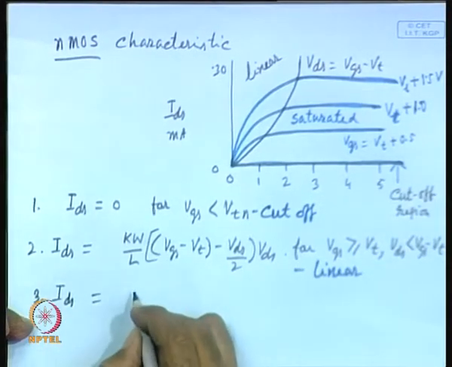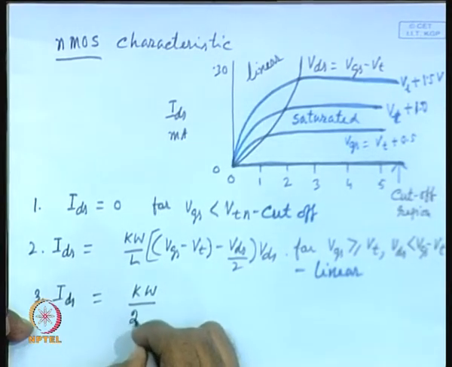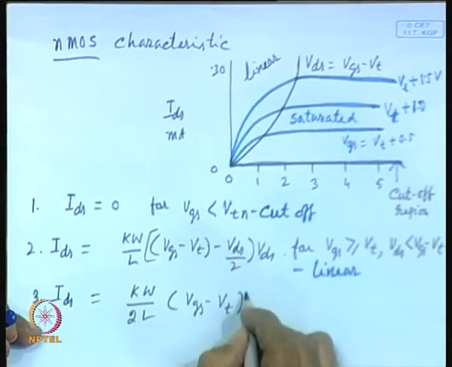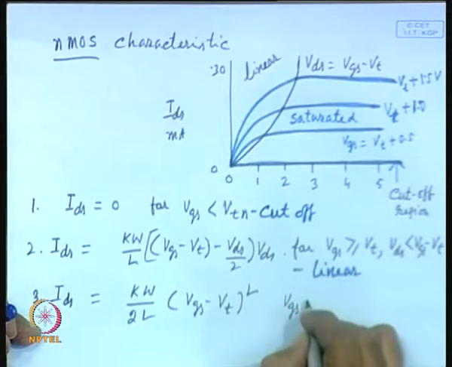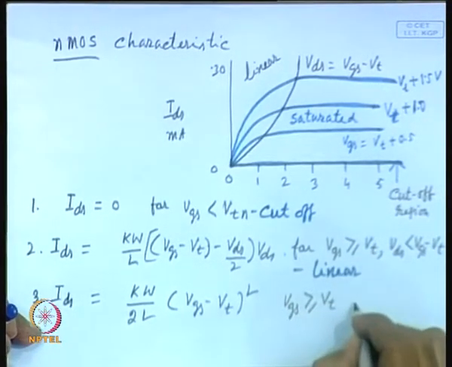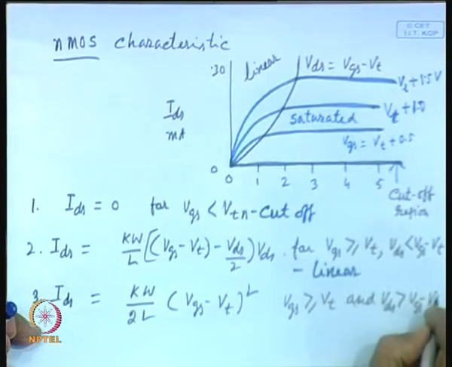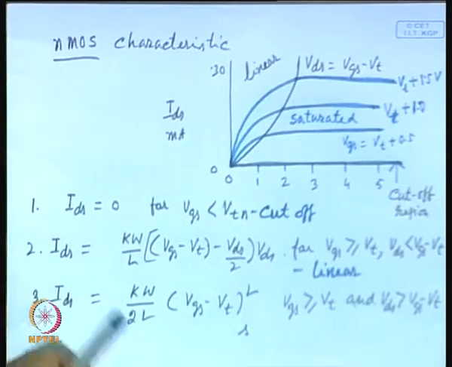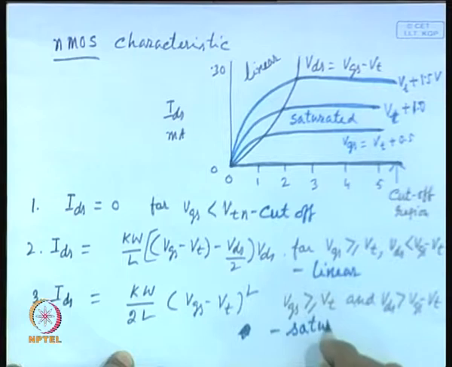IDS is equal to, we have seen the expression, kW by 2L into VGS minus VT square, and this happens when VGS is greater than or equal to VT and also VDS has to be greater than VGS minus VT. So, this is your saturated region.